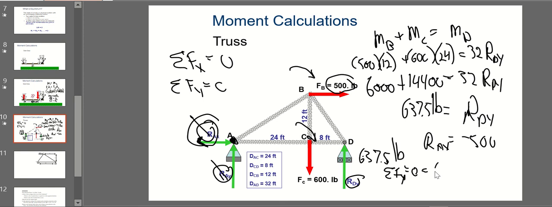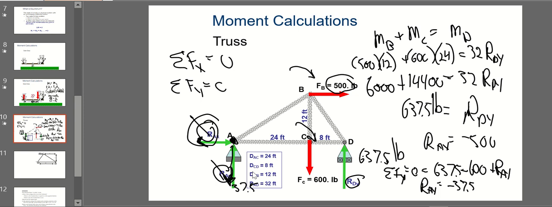and then I can say I have 637.5 going upward. This is going down, so it's a negative 600 and plus RAY. Okay, 637.5 minus 600, 37.5. When I bring it to the other side, I get RAY equals a negative 37.5. So this is actually an arrow going downward, 37.5. Okay, that was a lot, and that was actually as complicated as they get.